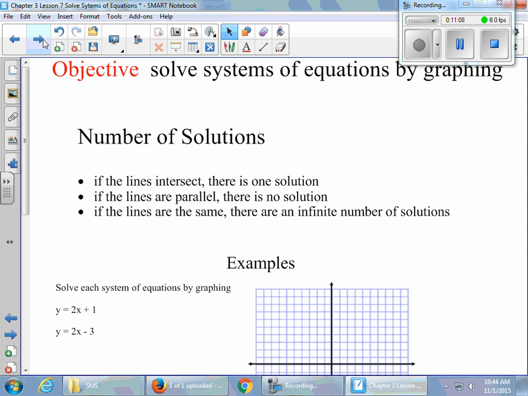Okay, we have a number of solutions. As the lines intersect, there's one solution. As in our last two examples, we've had one intersection point, and we've proven that by double checking it in our equations. So there's one solution.